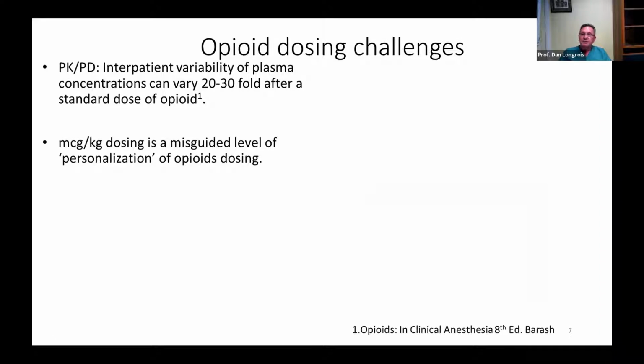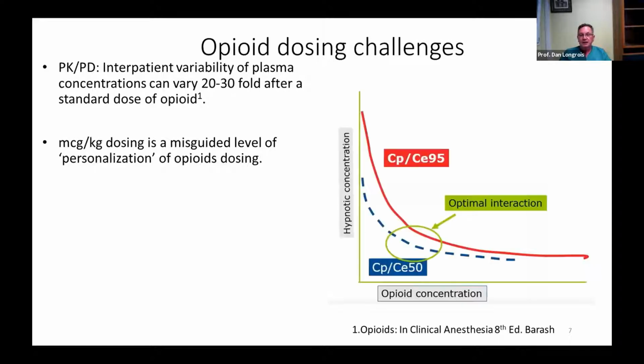So, well, there are challenges when looking at opioid dosing. The first challenge is the very, very high interpatient variability. And if you give a fixed dose in microgram per kilogram, it will result in very, very different concentrations and responses in a given patient. So microgram per kilogram is better than nothing, but clearly it is insufficient.